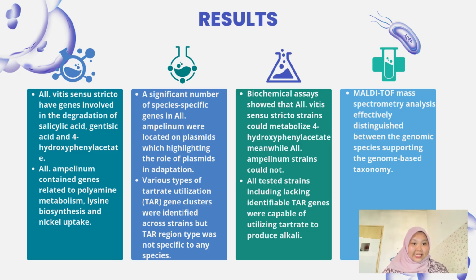TAR region type was not specific to any species. Biochemical assays showed that Allorhizobium vitis sensu stricto strains could metabolize 4-hydroxyphenylacetate. Meanwhile, Allorhizobium ampelinum could not metabolize it. And then all tested strains, including those lacking an identifiable TAR gene, were capable of utilizing tartrate to produce alkali. MALDI-TOF mass spectrometry analysis effectively distinguished between the genomic species, supporting the genome-based taxonomy.